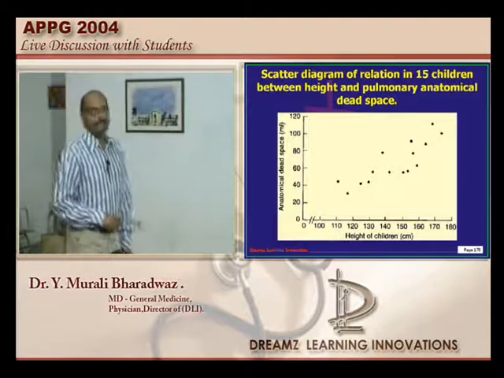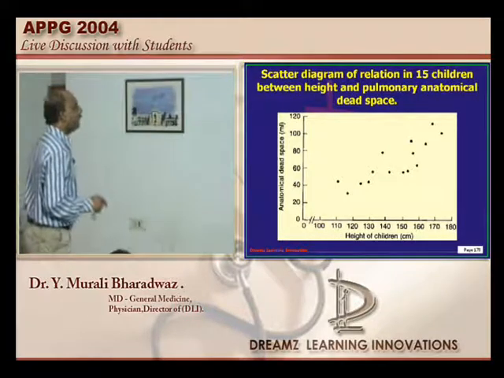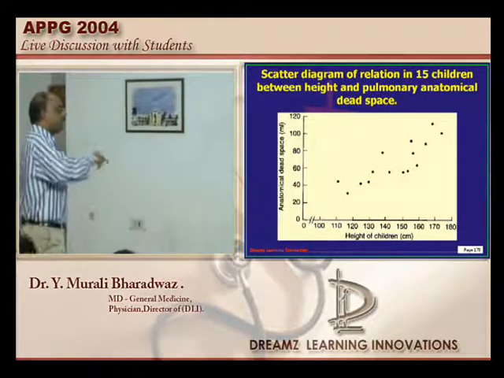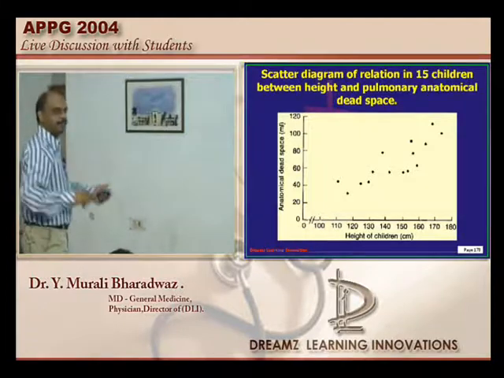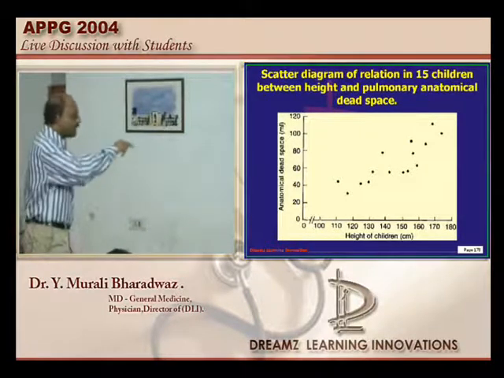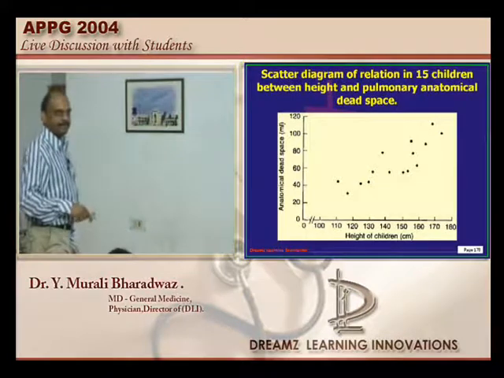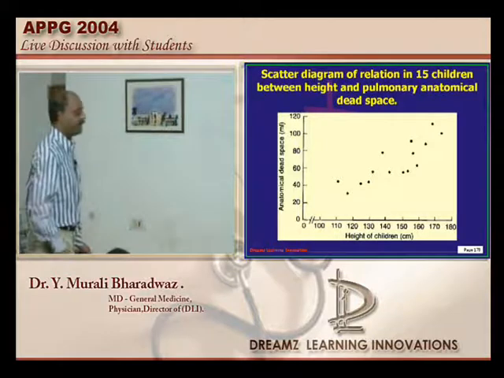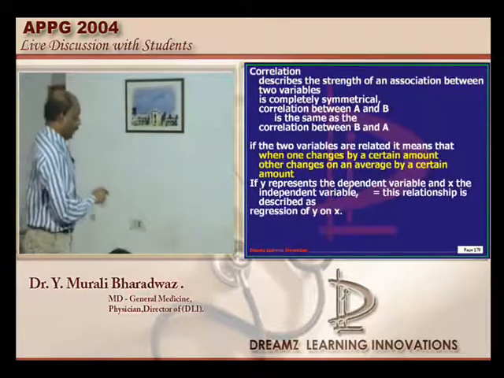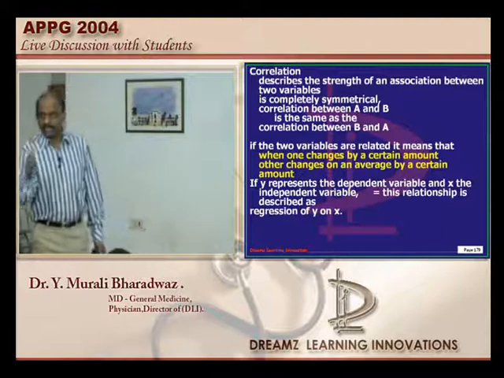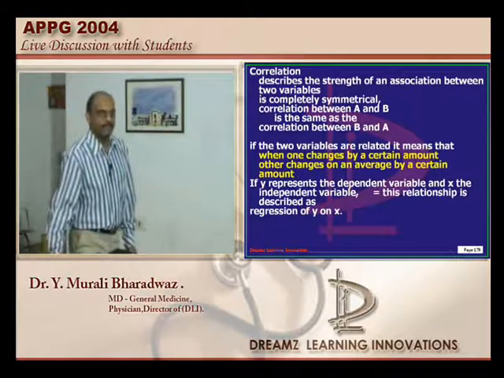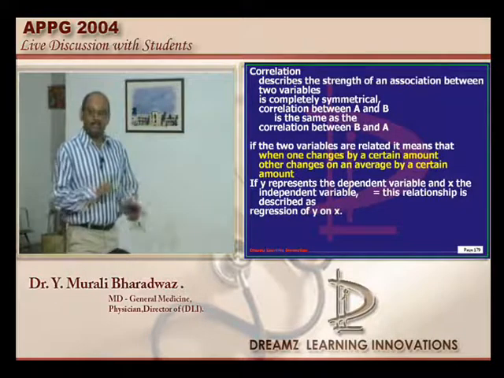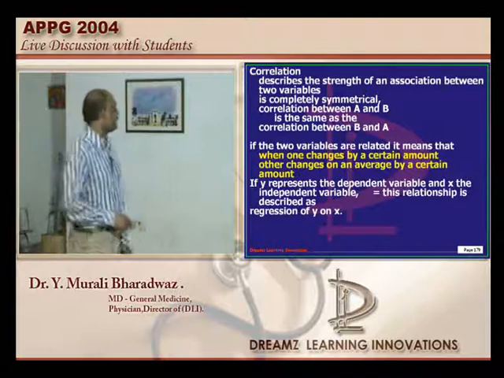This gives an example of a scatter diagram of 15 children, the relation between their height and the pulmonary anatomical dead space. Do you think that there is a correlation or they are more scattered? There is a correlation. If so, is it R equal to 1 or R equal to -1? It is 1 because it is progressing in that direction. If it is coming in this direction, then it is -1. So correlation talks about the strength of association between two variables. It is symmetrical, and if A and B are correlated, then B and A also are correlated. Both statements are true.